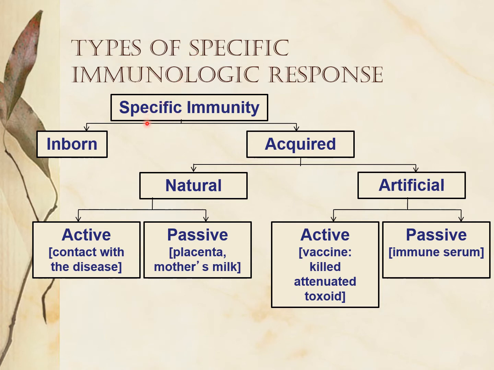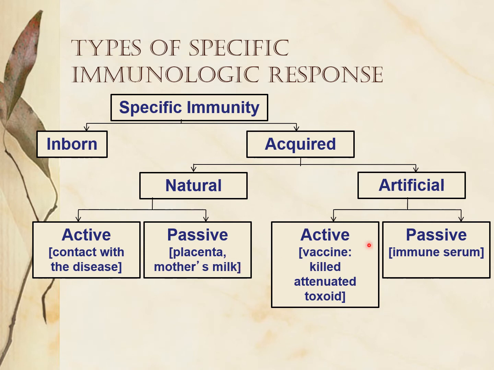We have inborn or acquired immunity, and this acquired immunity can be both natural or artificial. When we say natural, there are also two types: the active and the passive. When we say active, you get this immunity through contact with the disease, for example, measles. You also develop immunity once you have had such a disease. And then passive, you can get from the placenta or through your mother's milk.